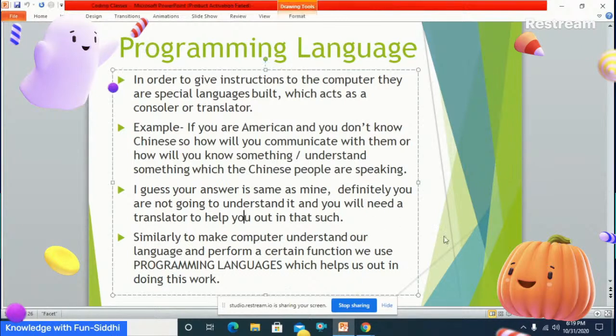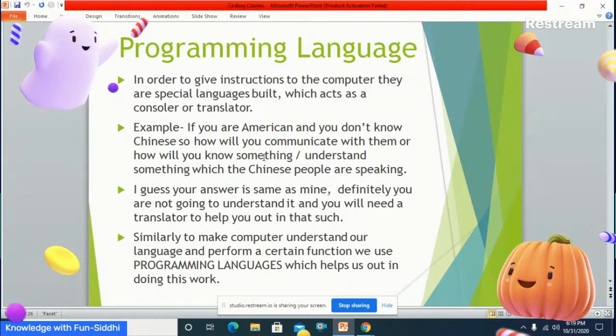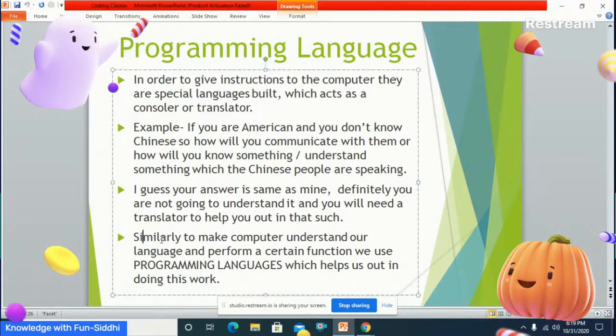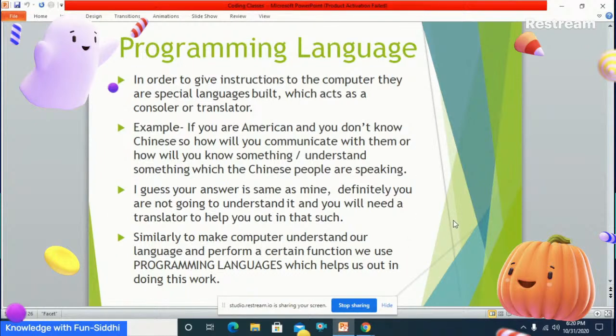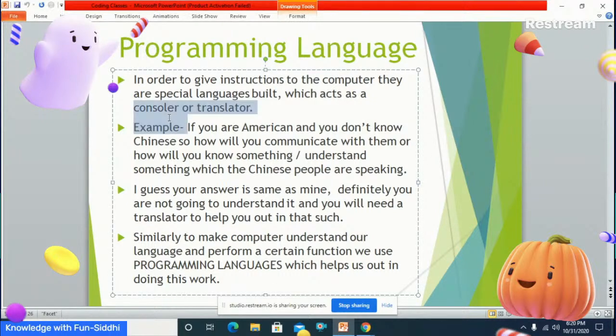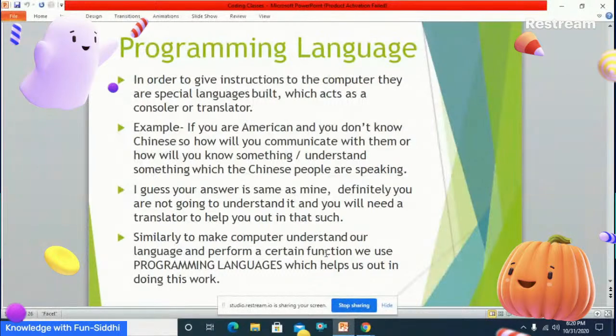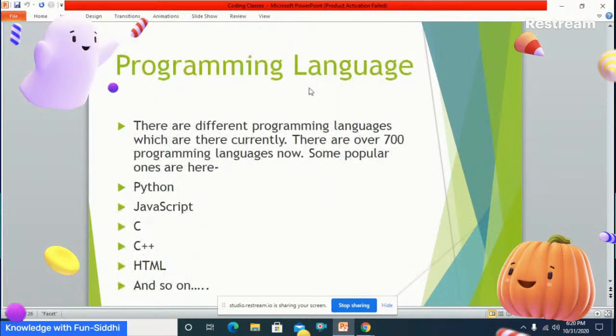Okay, so now we know why a programming language takes our instructions to the CPU, and it processes them. So, let's conclude that a programming language helps us translate our language into the language which is understood by the computer. A programming language is like a translator, which translates our language to the language which is accepted by the computer. Okay, let's proceed further.